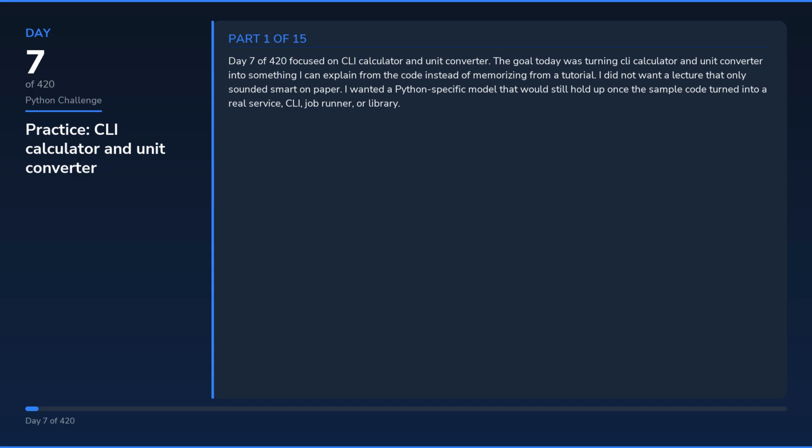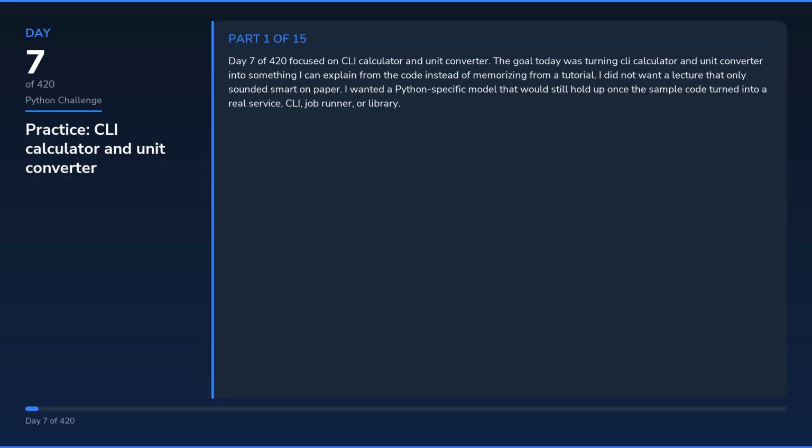Day 7 of 420 focused on CLI calculator and unit converter. The goal today was turning CLI calculator and unit converter into something I can explain from the code instead of memorizing from a tutorial. I did not want a lecture that only sounded smart on paper.